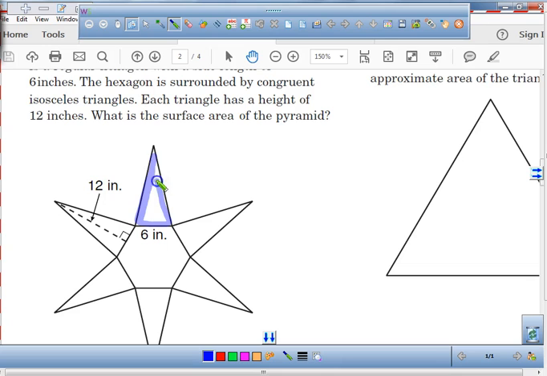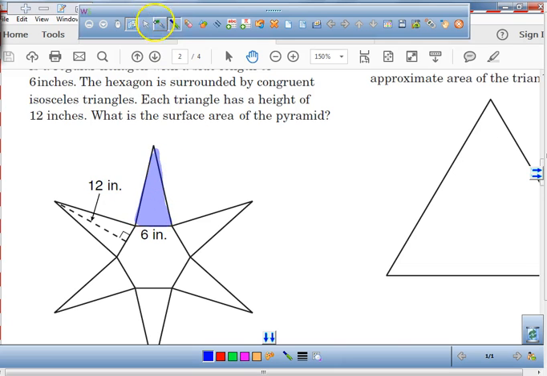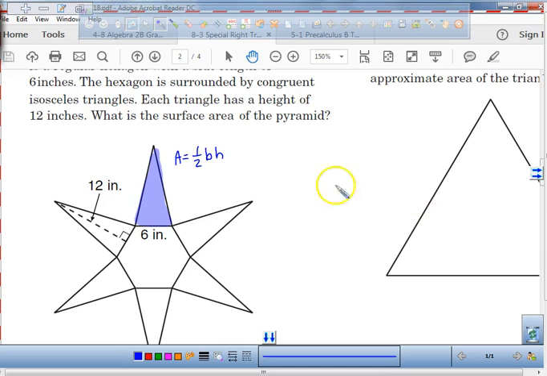isosceles triangles. I'm just going to shade in one. I'm not going to shade in all of them. And this isosceles triangle has a specific area. All right? The area of a triangle is always the formula 1/2 base times the height. Now there's other formulas for the area of a triangle, but this one is what you're typically used to.